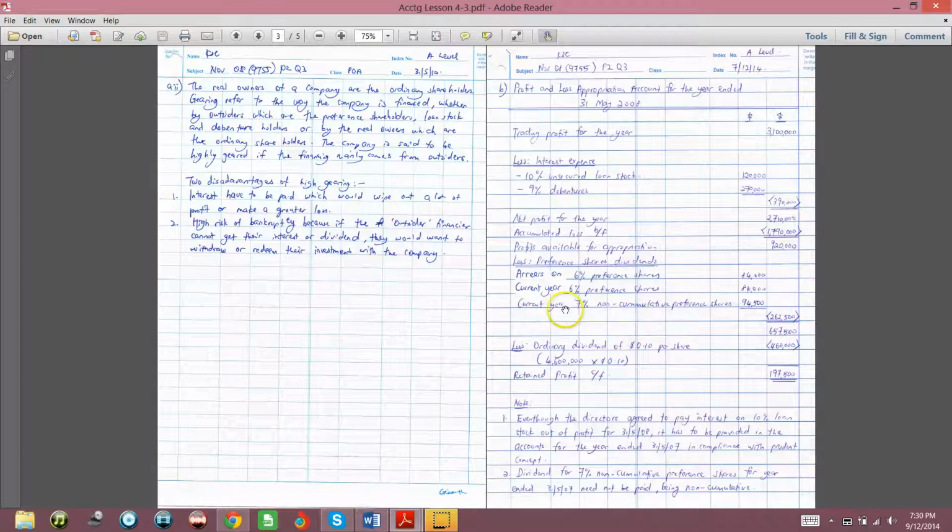It's lost. Okay. Then you only pay the current year non-cumulative preference shares dividend. After all the dividends, there is still a positive balance. Then I will use this to pay the ordinary dividend. Then this will be the retained profit carried forward.